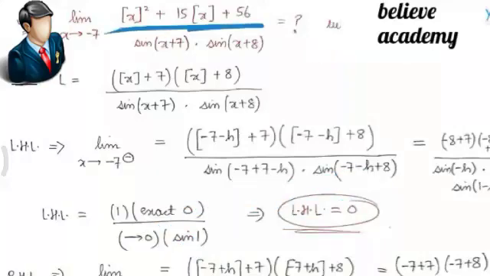We simplify and factorize it, and we get the value as greatest integer function of x plus 7 into greatest integer function of x plus 8, whole upon sine of x plus 7 into sine of x plus 8. Now we need to check the limit at x tends to minus 7.